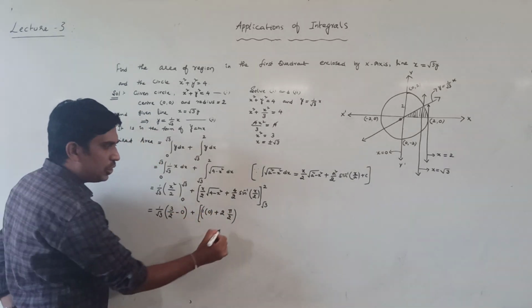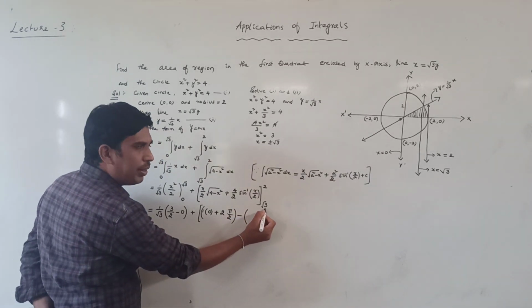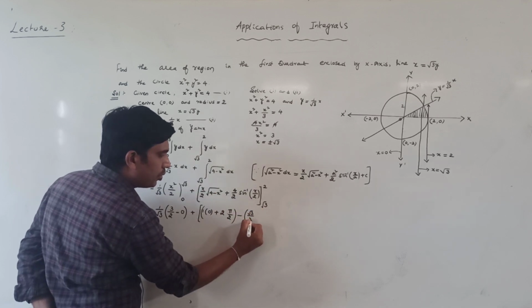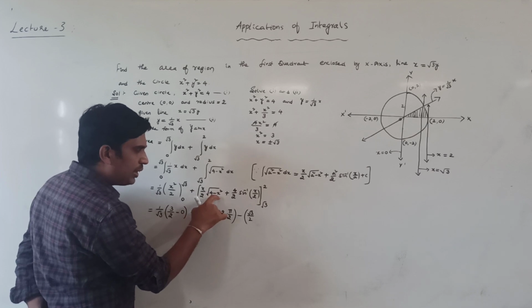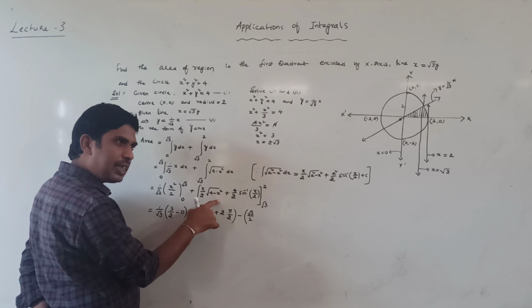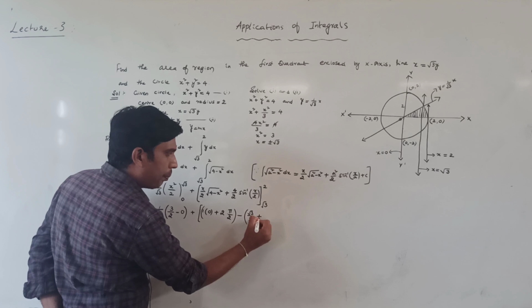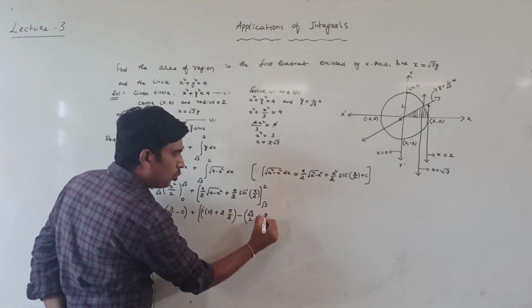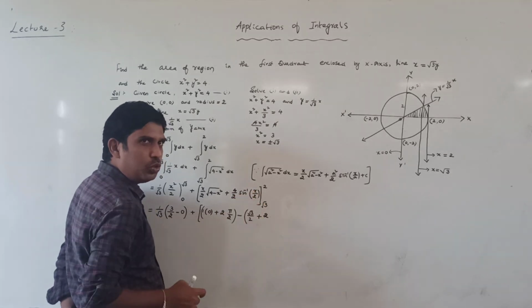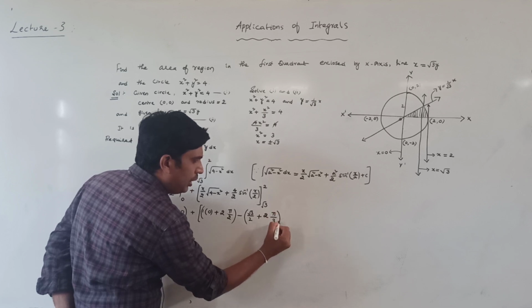This is upper limit; minus lower limit we have to substitute. What is lower limit? Root 3. So root 3 by 2 into root 4 minus root 3 square. Root 3 square is nothing but 3. 4 minus 3 is 1, root 1 is nothing but 1, plus 4 by 2 nothing but 2 sin inverse root 3 by 2. What is sin inverse root 3 by 2? Nothing but pi by 3.